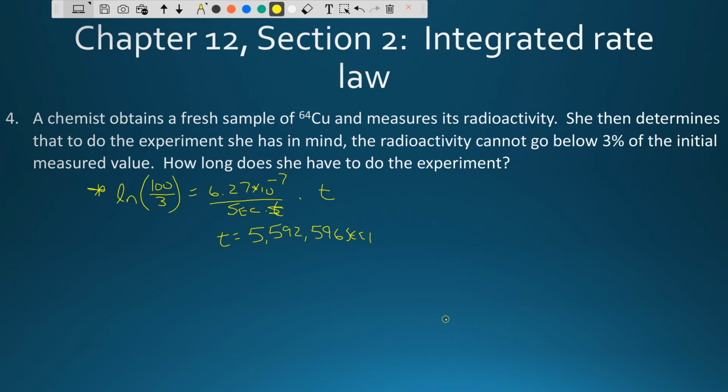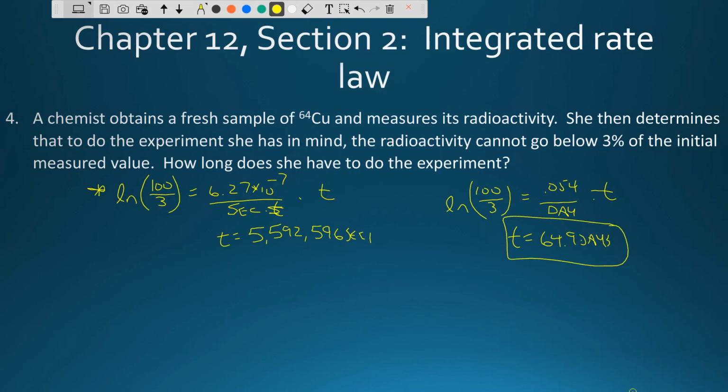Now, if we took a look at that in terms of days, we'd have the natural log of 100 over 3, that's 3%, equal to 0.054 per day times time. My time would be 64.9 days. Okay, so that's how long she could do that. So we take the values and just plug them in. Nothing too bad for those types of calculations.